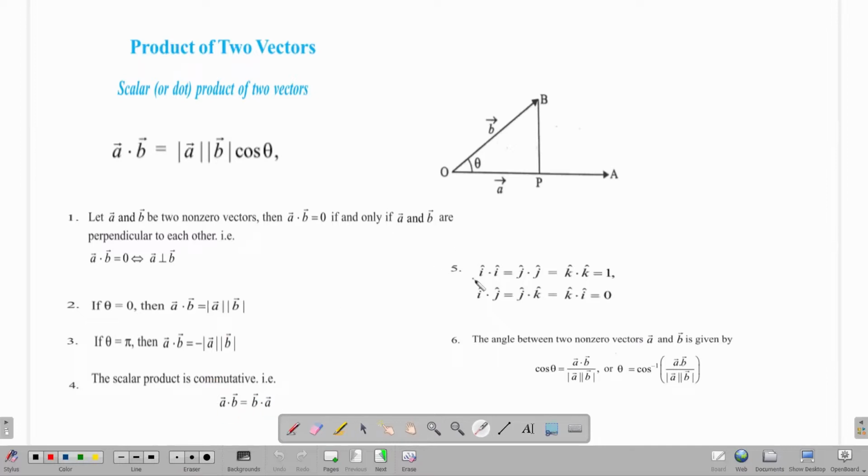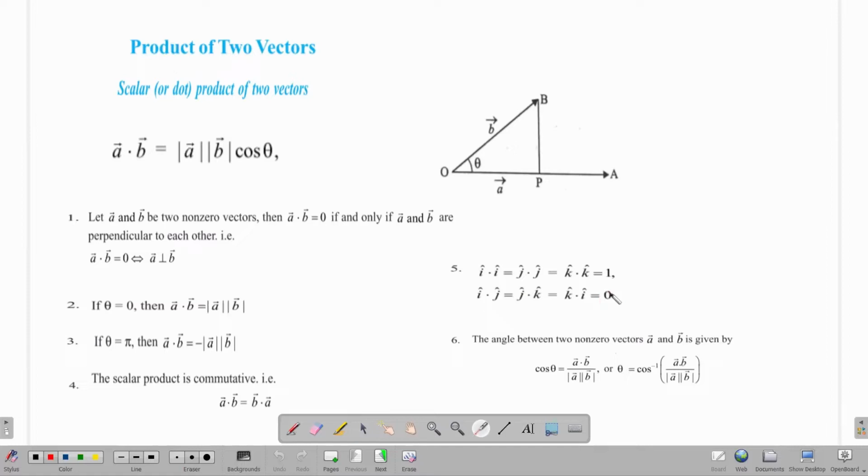And since you know that i, j, k are the unit vectors along x, y and z axis, so i dot i, that is the angle between i and i is 0, therefore i dot i is equal to j dot j is equal to k dot k, and cos 0 is 1, therefore this is equal to 1. But the angle between i and j is 90 degrees, therefore i dot j is equal to j dot k is equal to k dot i is 0.